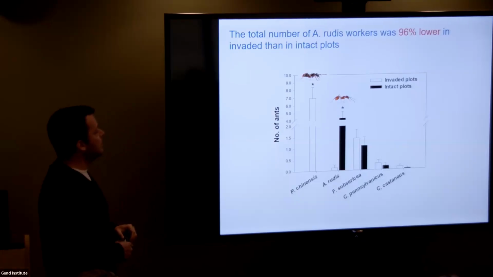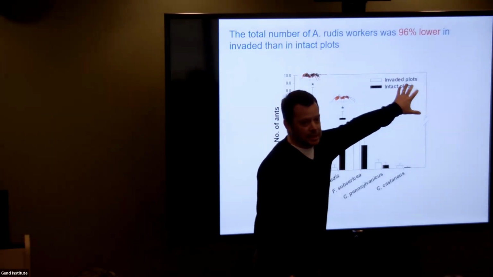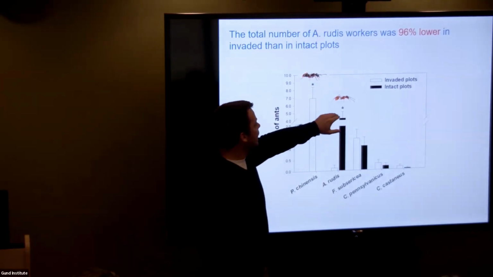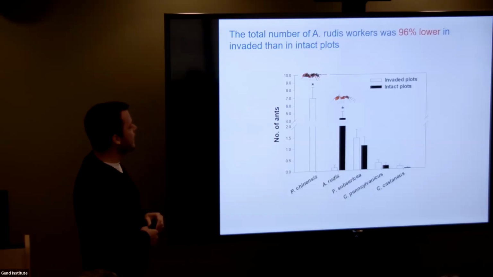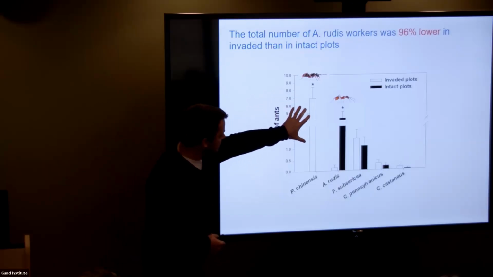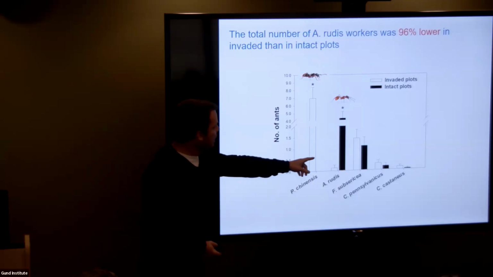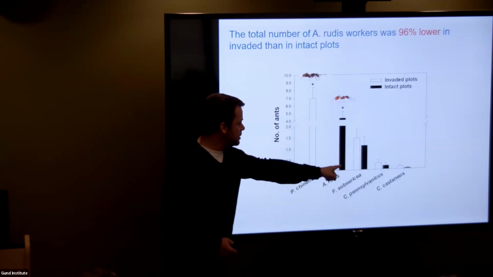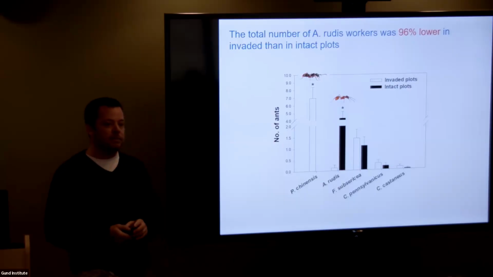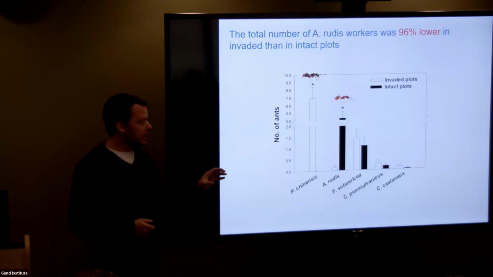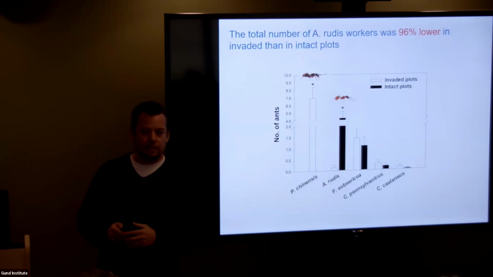So we measure the number of ants in two sites. In white, you're going to see invaded sites, invaded by the non-native, and in black, intact sites, sites that have not been invaded by these ants. You can see here that the invasive ant is only in the invaded plots. And this one, which is a keystone species, reduced its abundance 96% in the invaded sites. So the keystone species has 96% less abundance in invaded sites.